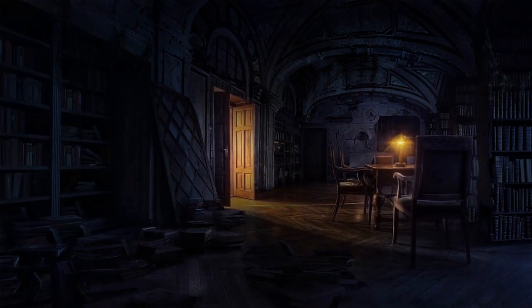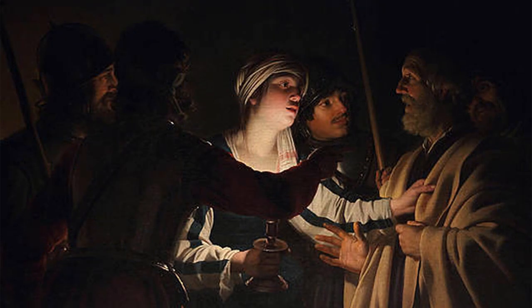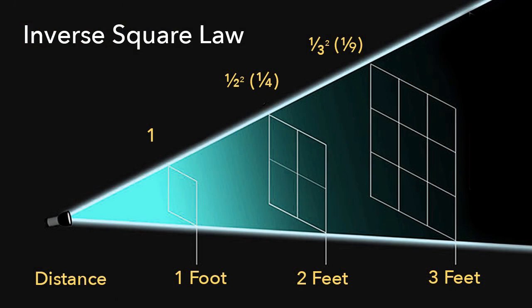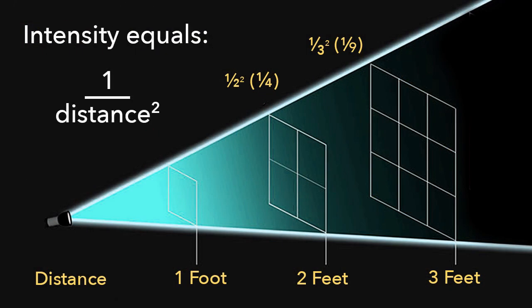You can read a book by light from a nearby candle, for example, but not if that candle is across the room. This dimming of light across distance is known as falloff, and it follows a simple formula known as the inverse square law, which is that the intensity of light from any source is equal to 1 over the square of the distance. At twice the distance, an object will be only 1/4 as bright. At 3 times the distance, the light is only 1 over 3 squared, or 1/9, as bright.